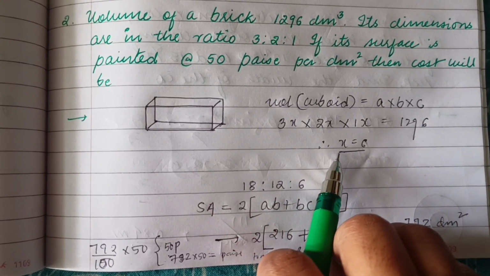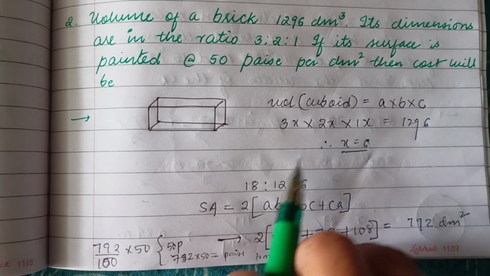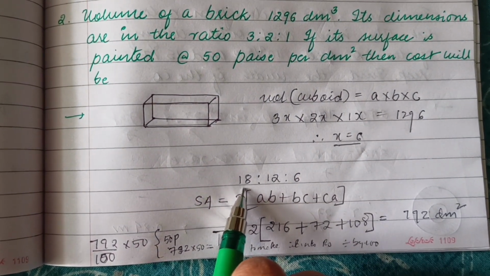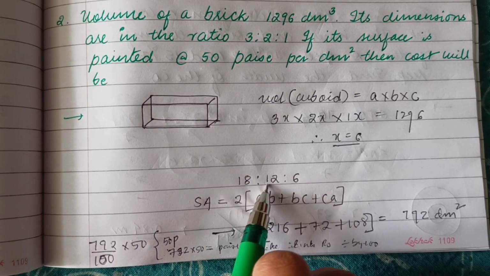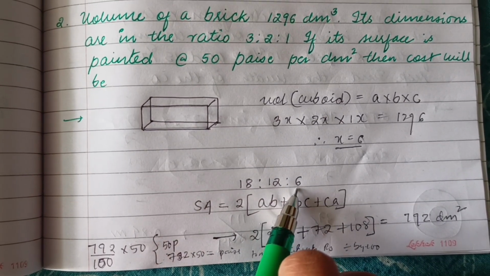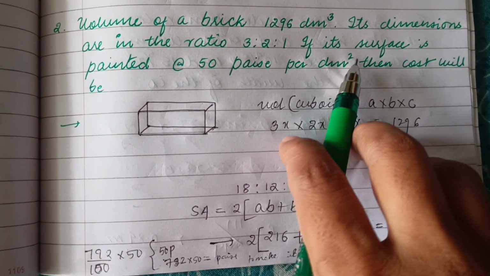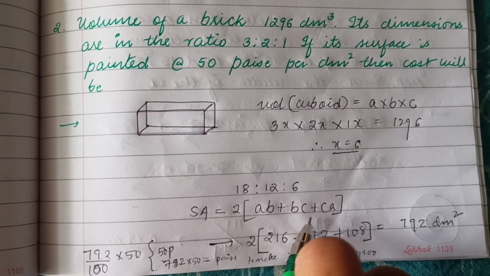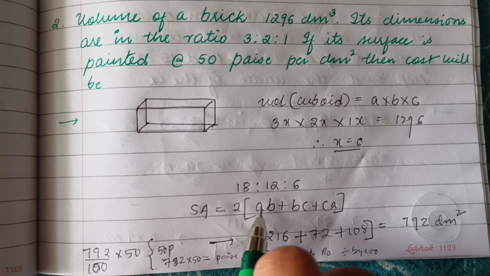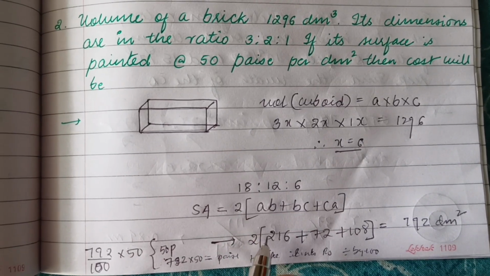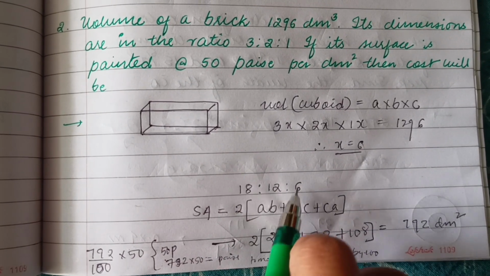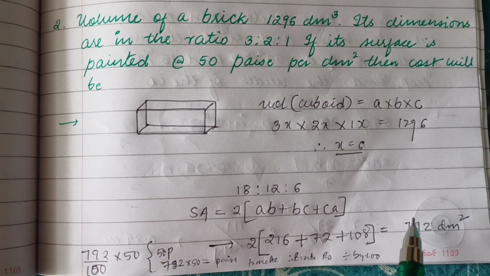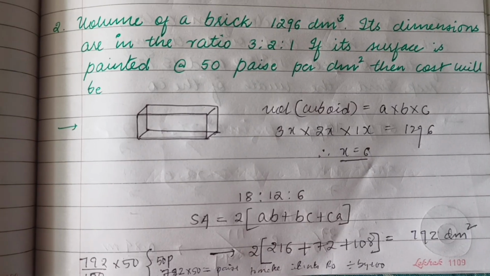And since we got the value for x, let's substitute the A, B, C values. This will be in the ratio of 3:2:1. So 3 multiplied by 6 will give you 18, 2 multiplied by 6 will give you 12, and 1 multiplied by 6 will give you 6. They asked for the surface area. So surface area will be equal to 2 into (AB plus BC plus CA), that implies 2 into (AB means 18 into 12, that is 216, plus B into C, 12 into 6, plus C into A, that is 18 into 6). Therefore it will give the answer 792 dm square.